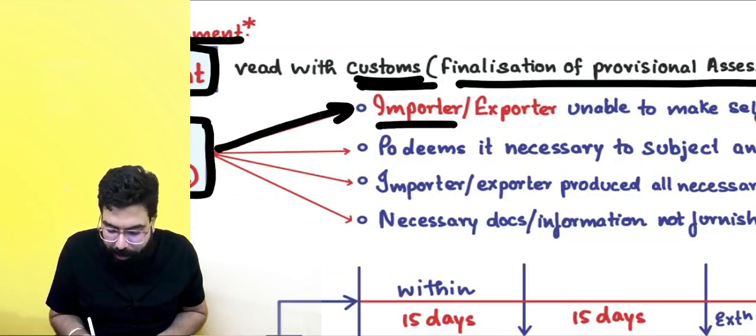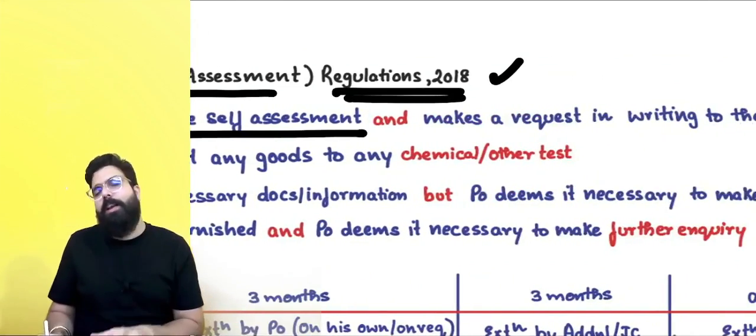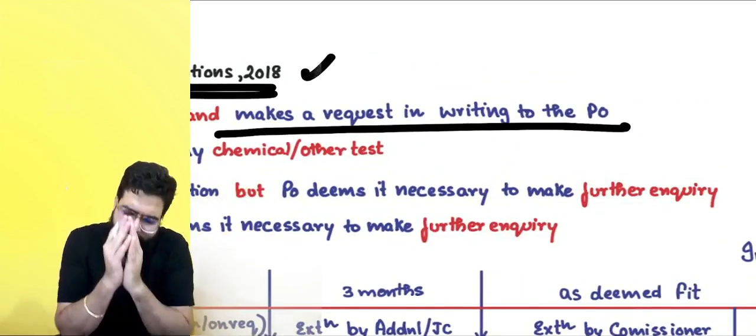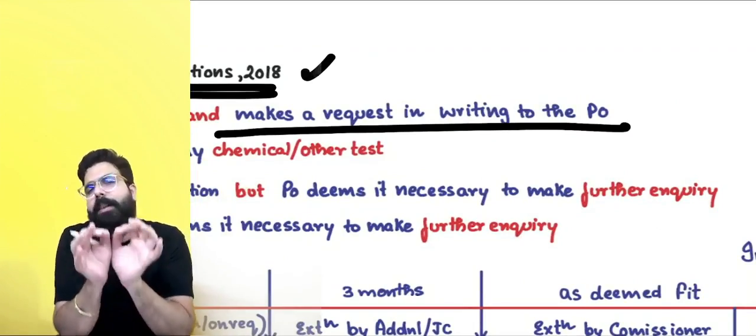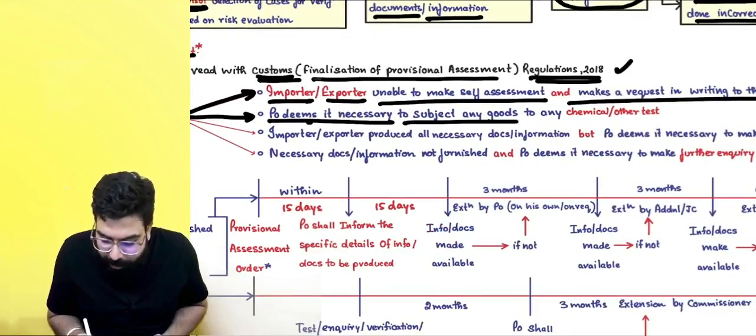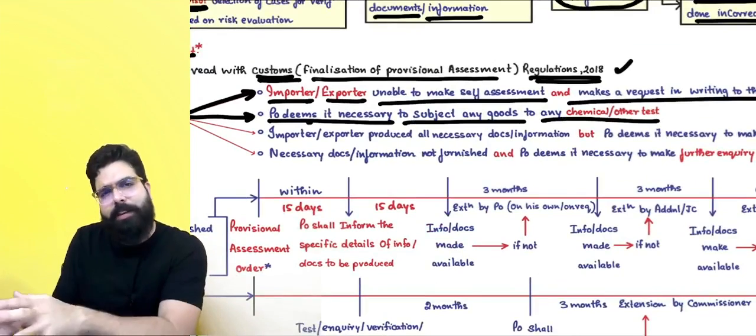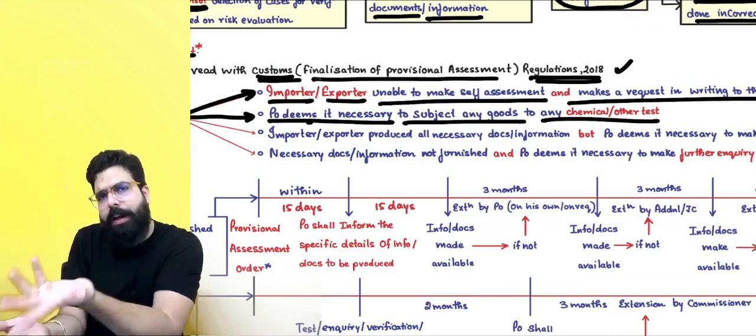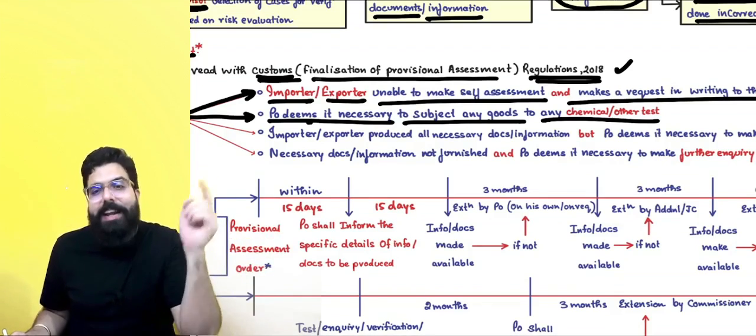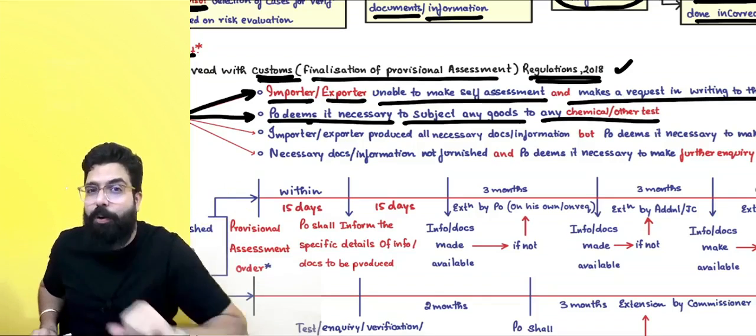Number one, you are an importer or exporter and you are unable to make self-assessment. Then you can request the proper officer: sir, I am not able to find out what is the duty on import or export, can you please do the provisional assessment. Then he will do the provisional assessment. Or the proper officer deems it necessary to subject any goods to chemical or other testing. For example, you imported some goods and you are telling him, sir, these goods are this chemical, but the proper officer has a doubt, then he can get a chemical test done. Now, pending the chemical test report or any other report, you can tell him, sir, please clear my goods temporarily on provisional basis, and then he will do a provisional assessment.